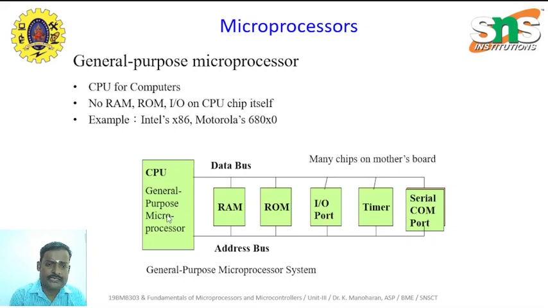It has no RAM or ROM, so we need to interface them externally. Even for a simple application like a blinking LED, it is not possible without memory, RAM and ROM. So we need to interface RAM and ROM with this system. That's why the cost and size of the system are very high. Examples of microprocessors are Intel 8086 and Motorola 680X0.